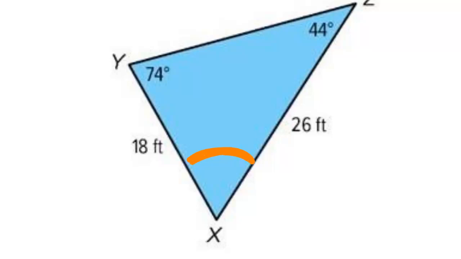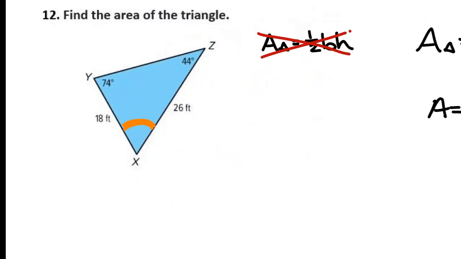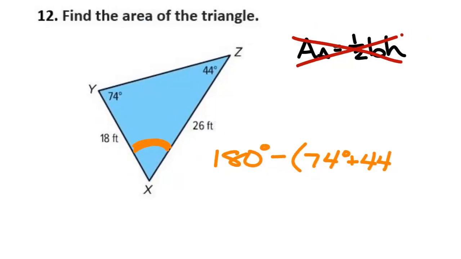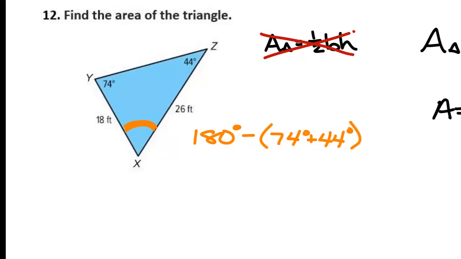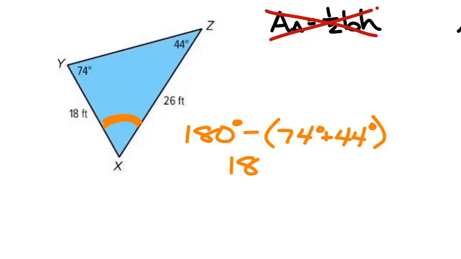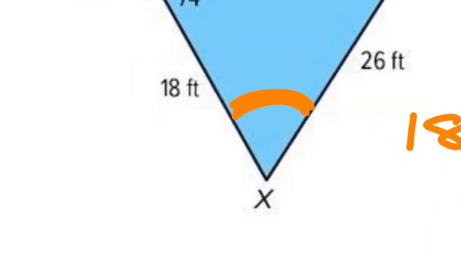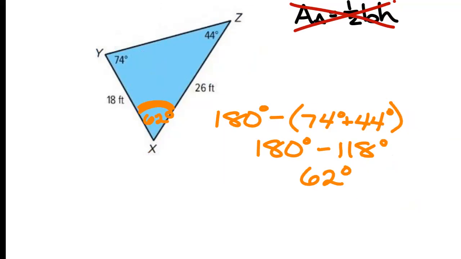No, that's this angle right here. Do I have the ability to find it? Yes, I do. 180 minus, and then we're going to put those other 2 angles together: 74 plus 44. What is 74 plus 44? 118. So I have 180 minus 118, which gives us 62. So this angle here is 62 degrees.